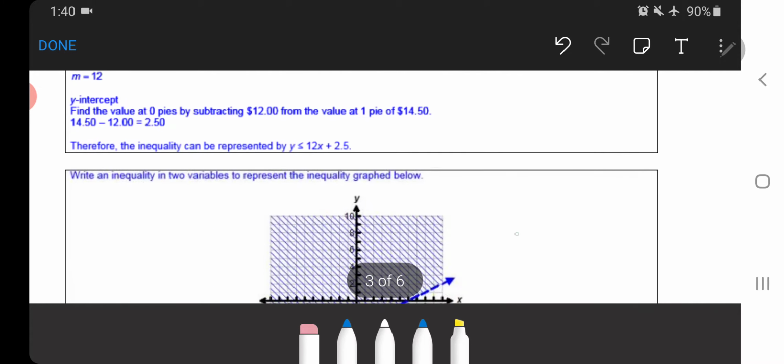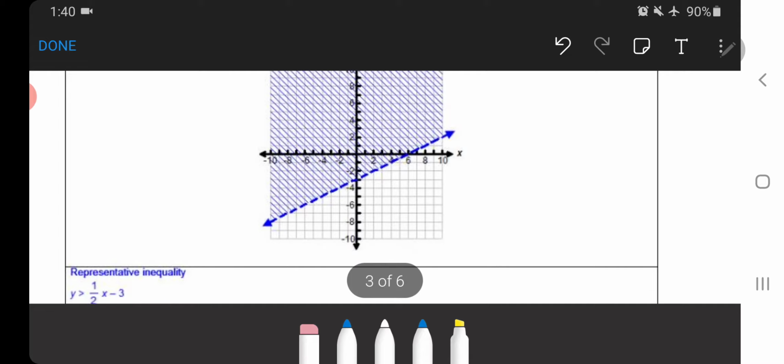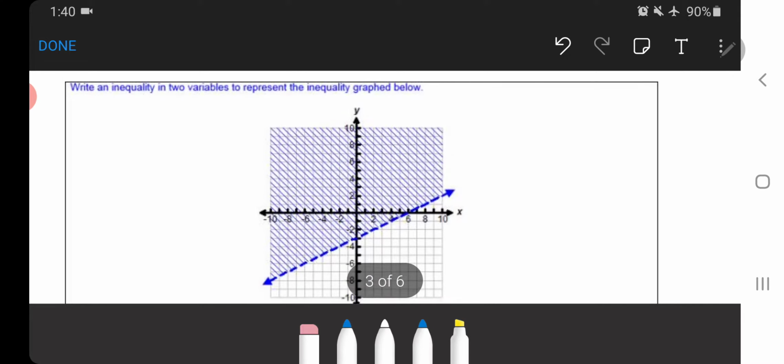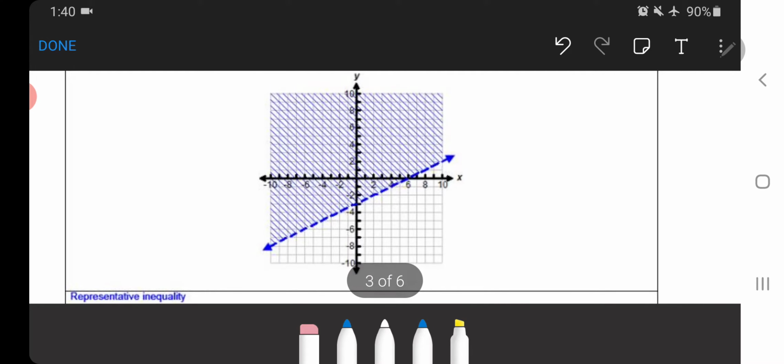We're going to skip that one real quick. I do want to visit this one real quick. They want us to write an inequality in two variables. Well, to write an inequality, we're going to write something like y. And we see that our line is dashed, so we know we're not going to be equal to it. And then we're shaded above, so y would be greater than.